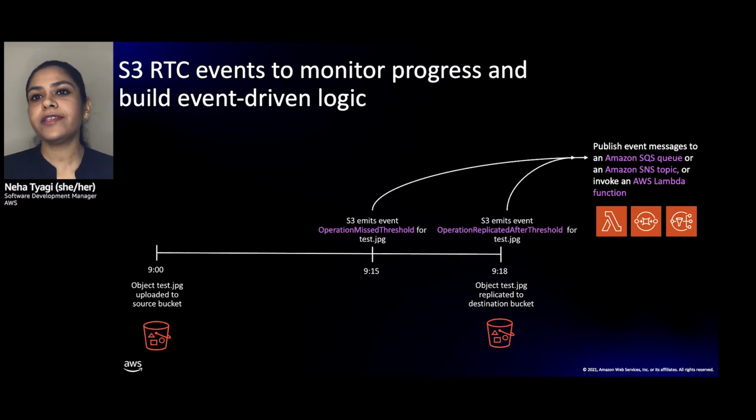And again, you can publish these events using either SQS, SNS, or even by invoking a Lambda. You can use these events to monitor adherence to the SLA. For example, you could store replication time missed threshold and replication time completed after threshold events in a database somewhere, to track occasions where replication took longer than expected. The first event here, replication missed threshold, will tell you that the replication is running late. And the second event, replication time completed after threshold, will tell you that it has completed and how late it was.